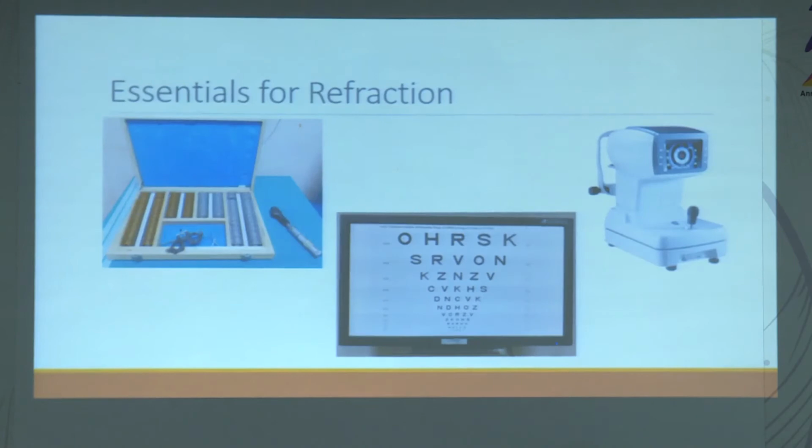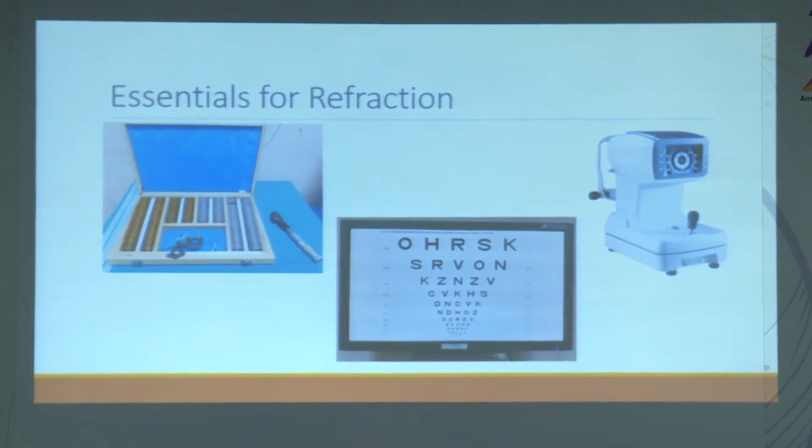Ophthalmology is a specialty where day in and day out many new equipments come in. But even today, to do a good refraction, you can manage with bare minimum necessary equipment. You just need a trial set, a sleek retinoscope, and an LED vision chart. You can give a very good refraction to the patient's satisfaction.